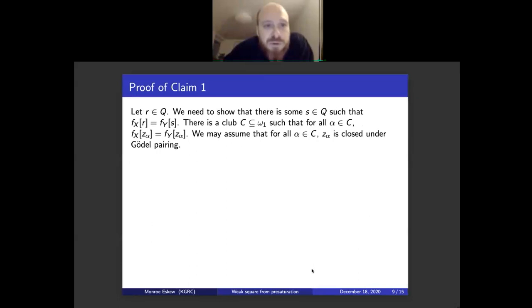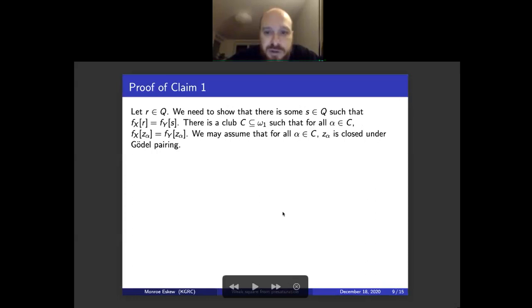So take some R in Q. Remember, this is a countable set that lives in this elementary submodel. We need to show that there's some other S such that F_X applied to R equals F_Y applied to S. The first thing we do is find a club C in omega 1 such that for all alpha in C, F_X applied to Z alpha equals F_Y of Z alpha. Remember, Z alpha is a continuous increasing sequence of length omega 1 that covers omega 2 of V. So you have these two surjections onto an ordinal, and you can just catch your tail so that, club often, the same input gets you the same image output.